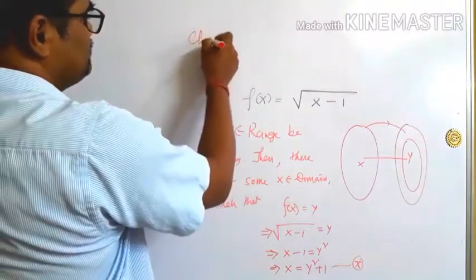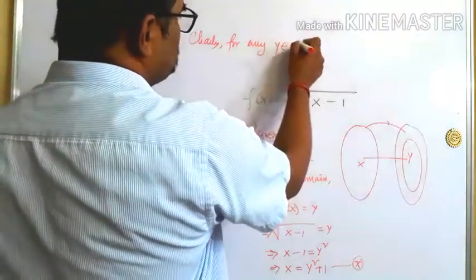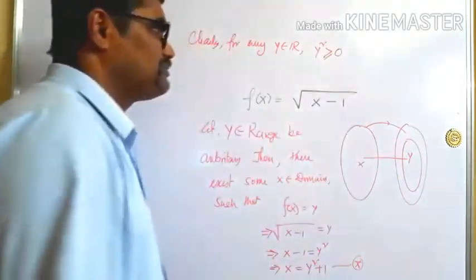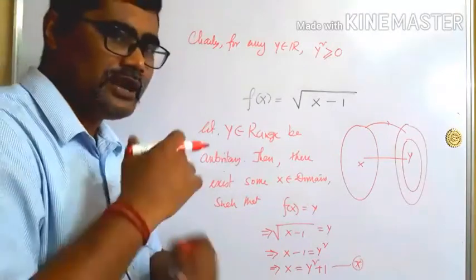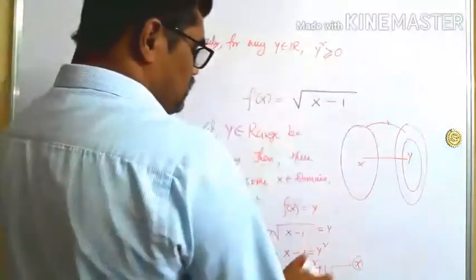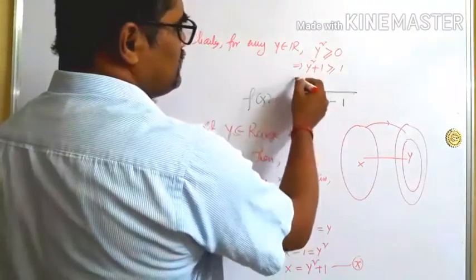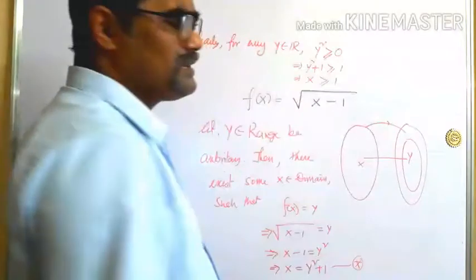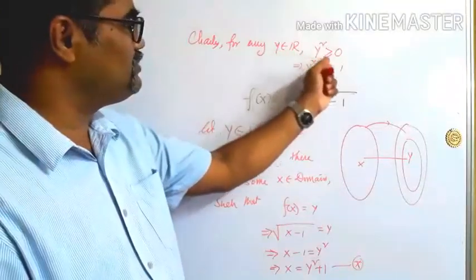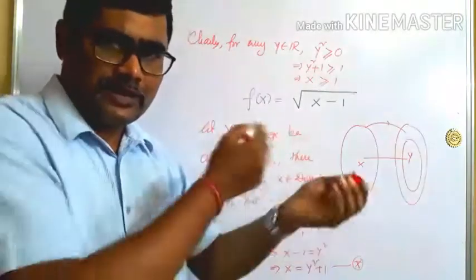Clearly, for every y belonging to the real numbers, y square is greater than or equal to 0. See, we have to change the style. What I explained you can also write directly, but I'm doing it in a modified way. Now if I add 1 to both sides, I'll be getting x greater than or equal to 1. And it is true, right? That means for every real number y, I am getting x greater than or equal to 1, and that's what I needed in the beginning.